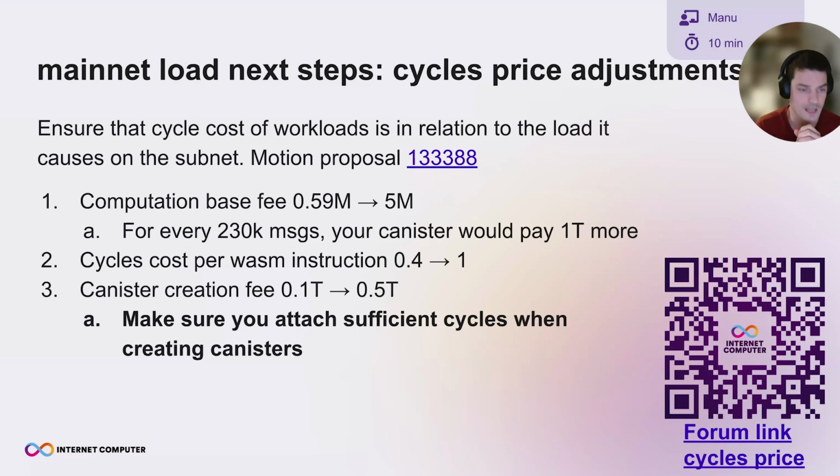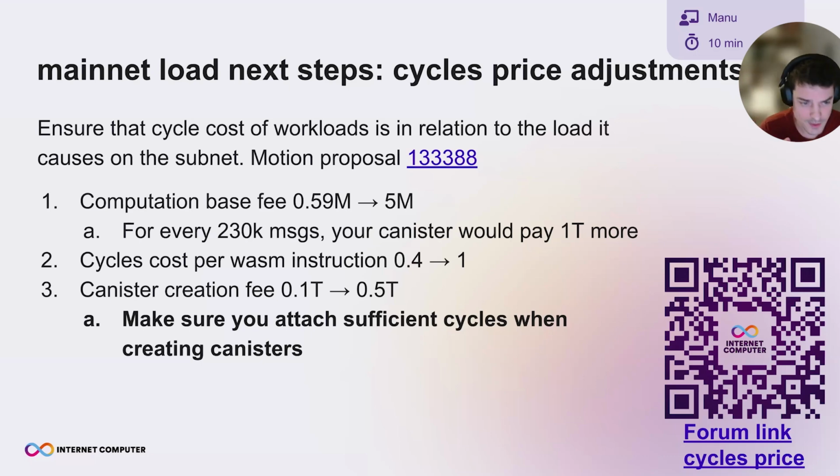And so the concrete proposal that we have is to increase the computation base fee, which is the fee that you pay whenever your canister processes any message, whether it's an ingress or a cross-net message or a timer or a heartbeat, increasing that from 0.6 million to 5 million. This sounds like a big change, but this means that your canister can now process 230,000 messages and the increased cost would be 1T, so like $1 and a bit. But this targets the things that we saw were undercharged in the past months.